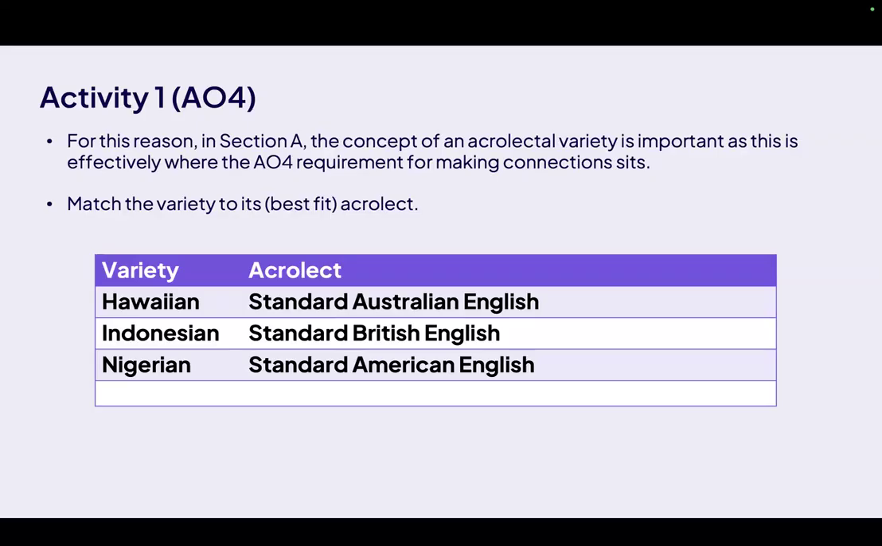So, the Hawaiian variety, which standard would you put it with? Is it Australian, British, or American? And maybe give a reason why you think that. Indonesian, and the same for Nigerian as well. So just take a minute or two to have a little ponder on that. Have a sip of tea or coffee or whatever you've got, water, and then the next slide I will show you.